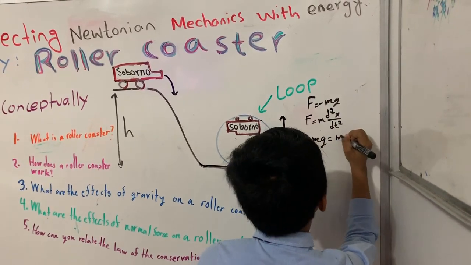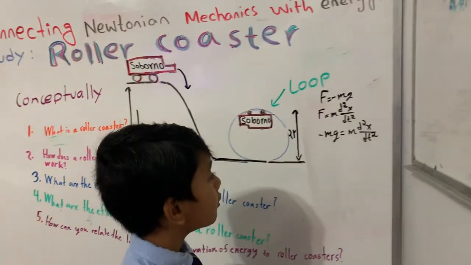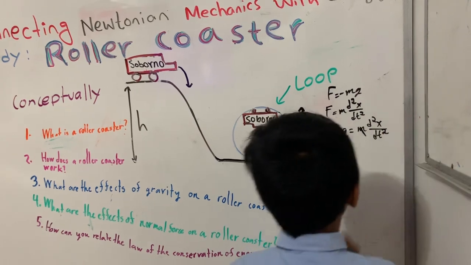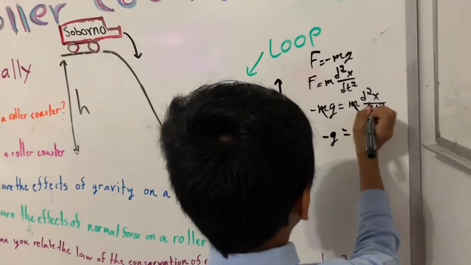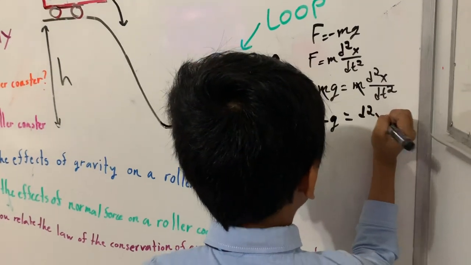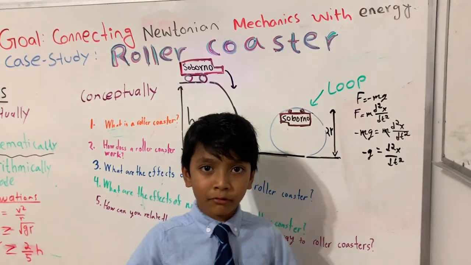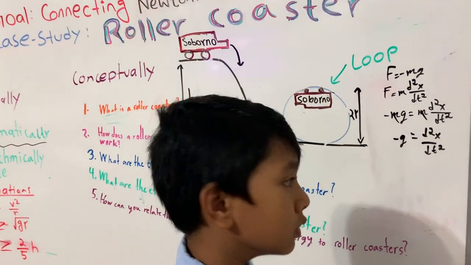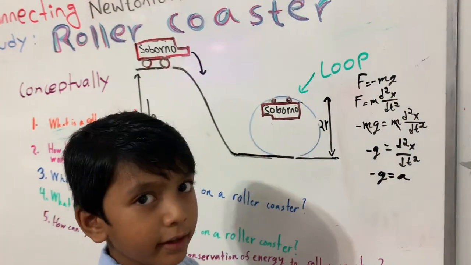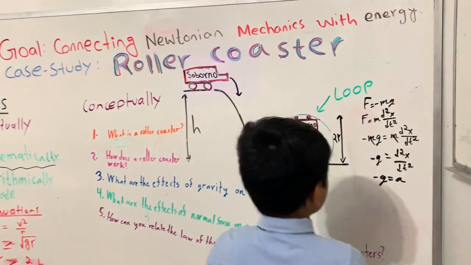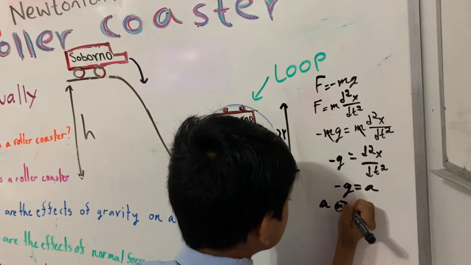But anyways, let's set these equal to each other. Negative mg is equal to m d squared x over dt squared. Now, we can cancel out m for both sides. So negative g is equal to d squared x over dt squared. Now, it would be easier to switch from differentials to regular variables, so I'm going to do that. So negative g equals a. This tells us that a is never dependent on mass.